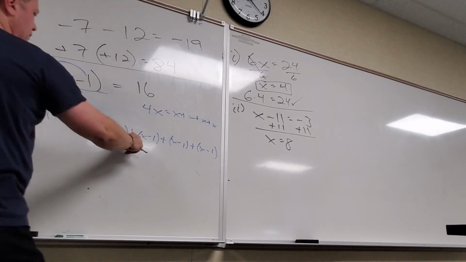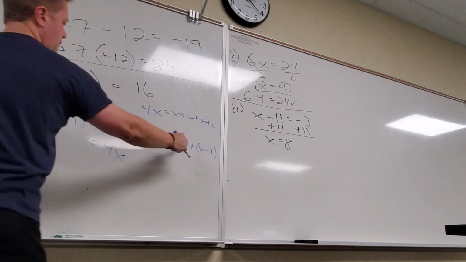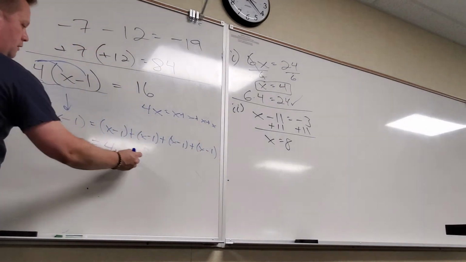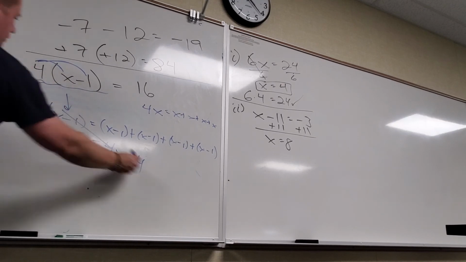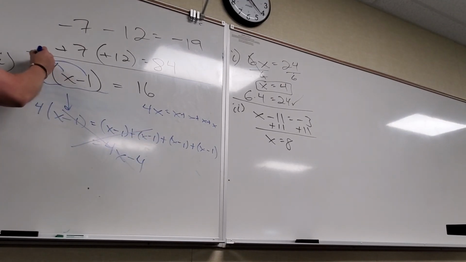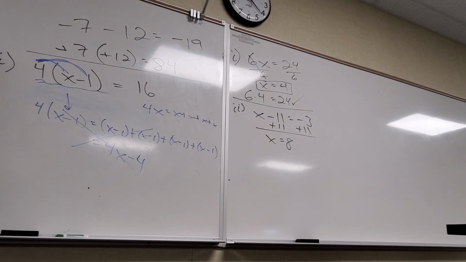So what I get, x plus x plus x plus x is 4x. Negative 1 minus 1 minus 1 minus 1 is negative 4. So then the shortcut is just, I'm going to get 4 of these, and I'm going to get 4 of those. That's why distribution works.